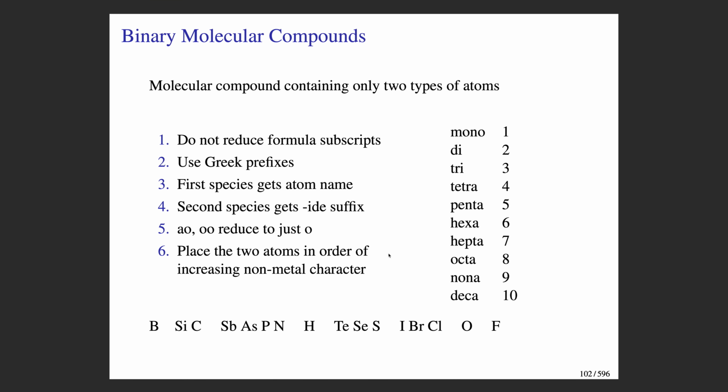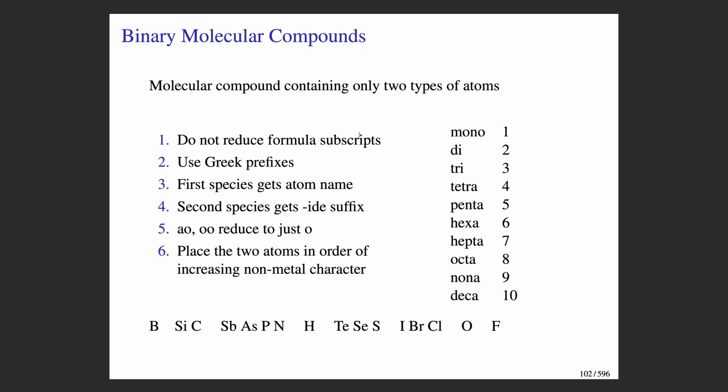So molecular compounds, which are formed between nonmetals, use a different naming system. They use Greek prefixes rather than these ion names that we've been talking about. Here are the rules for naming binary molecular compounds that contain two types of atoms. First, you never ever reduce the subscripts for a molecular compound because that would be a different molecule. You use Greek prefixes to indicate how many atoms there are of a given type.